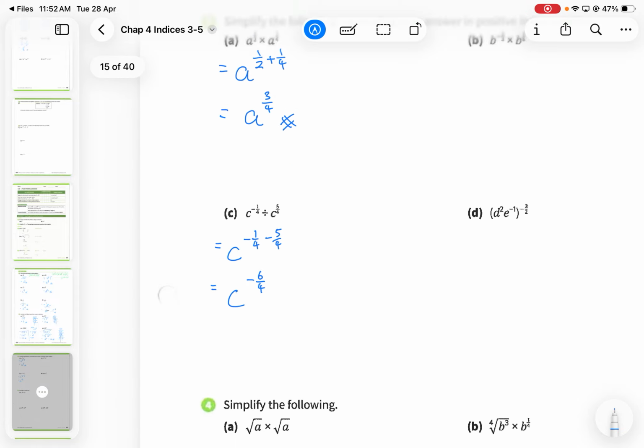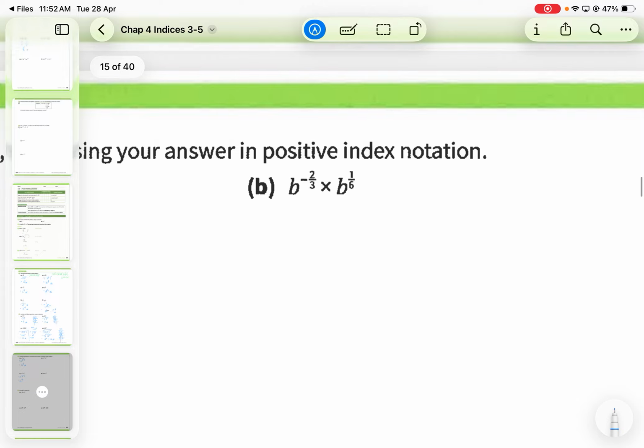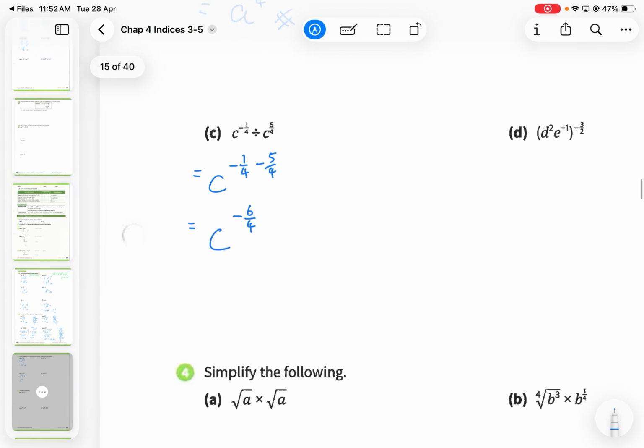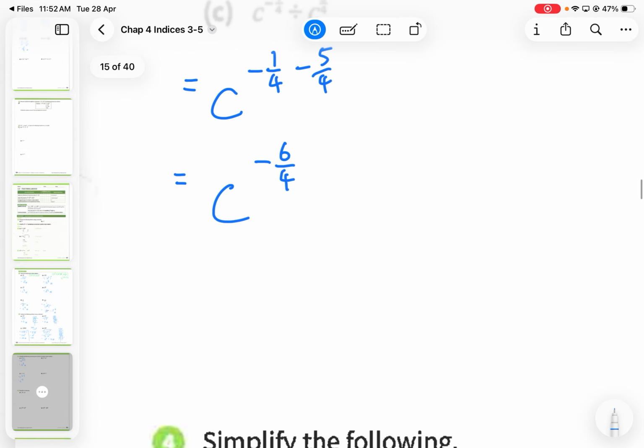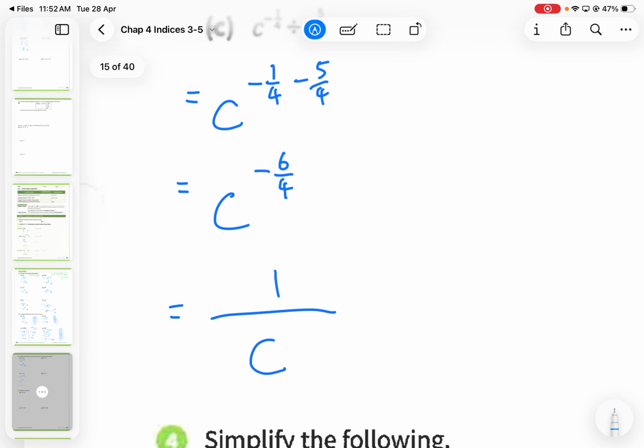Okay? Then going back to the question, they want us to answer in positive index notation. So they don't want me to have negative index. Don't want me to have negative power. How do I change negative index to positive index? I shift from numerator to denominator. Then it will become positive index.